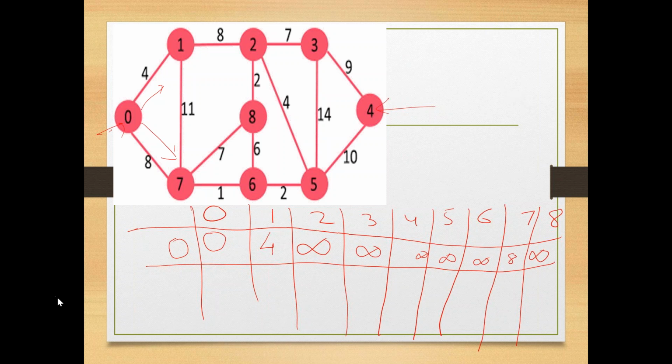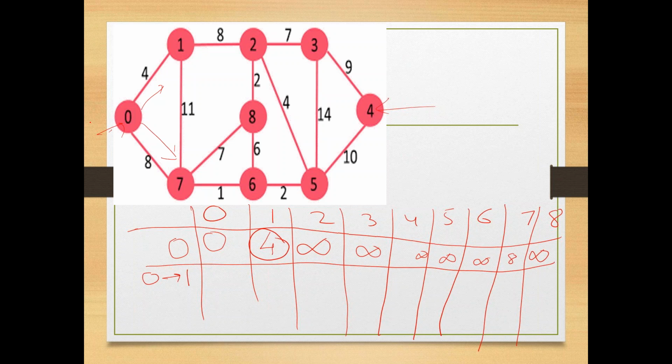Next, in the second step, we start from 0 and we select the shortest distance. What is the smallest one, 4 or 8? 4 is the smallest. We will select this one, 0 to 1, using the distance 4. Sorry, let me delete, write 1.